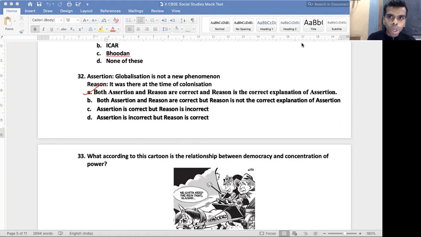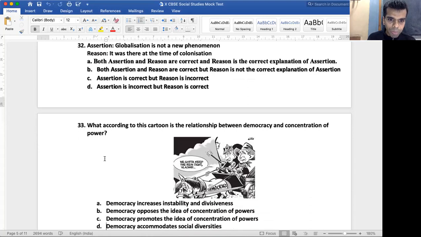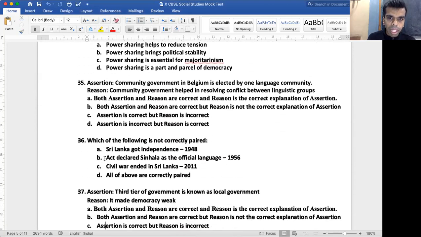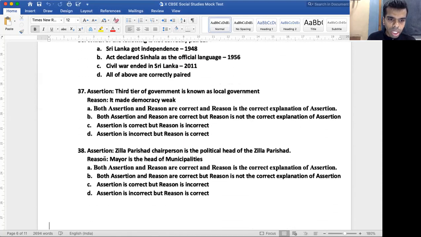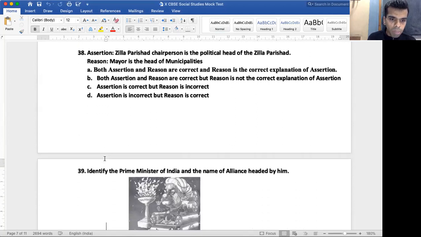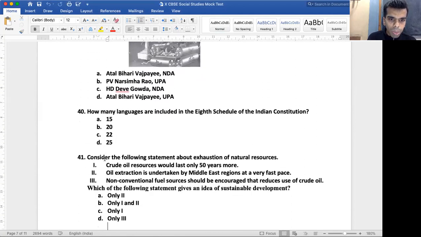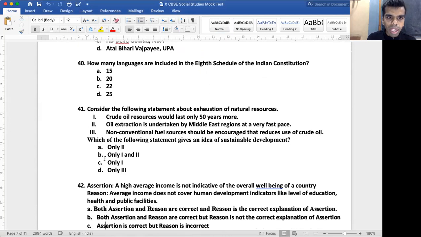Okay. So going on towards section B, the economic section. Section B, the economic section, starts from question number 41. Consider the following statements about exhaustion of natural resources.